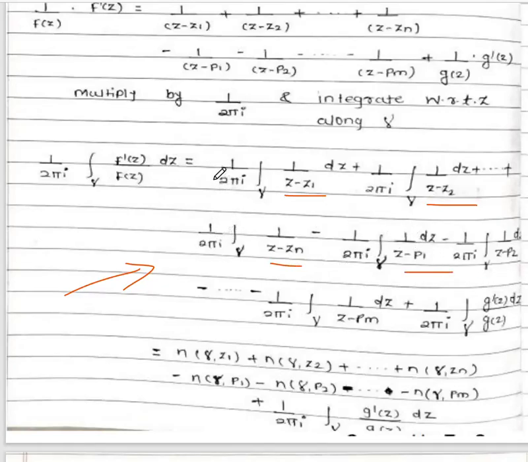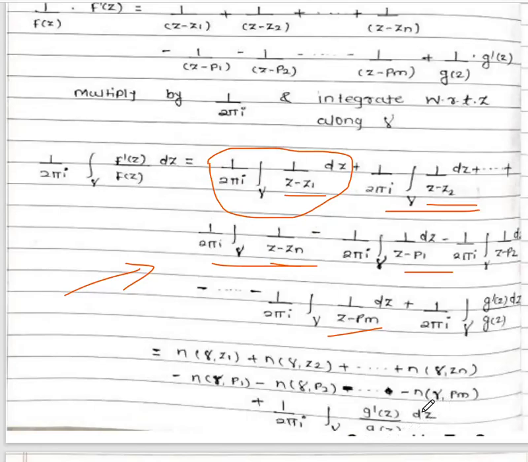Okay, so by using the definition of the index of a closed curve, we can write the index of the curve gamma at the point z1, written as eta of gamma, z1, and this can be written as eta of gamma, z2, and so on, eta of gamma, zn. Similarly, by using the index of a closed curve, this can be written as minus eta of gamma, p1, minus eta of gamma, p2, and so on, minus eta of gamma, pm, plus 1 upon 2 pi i.